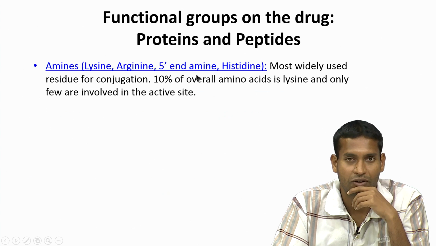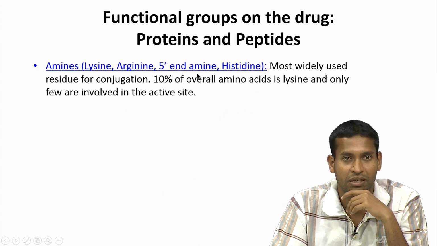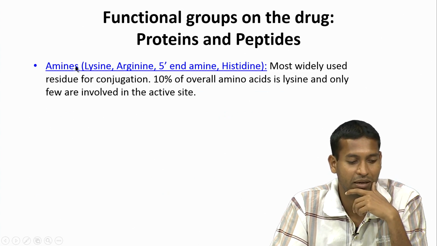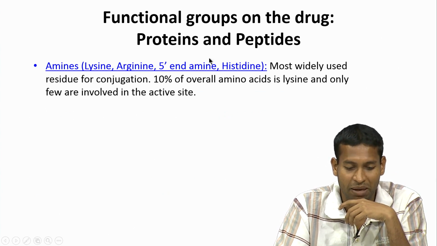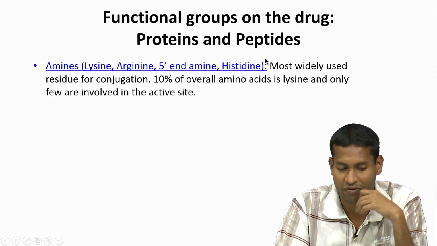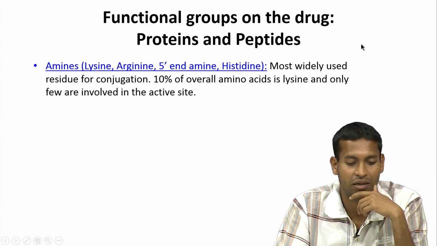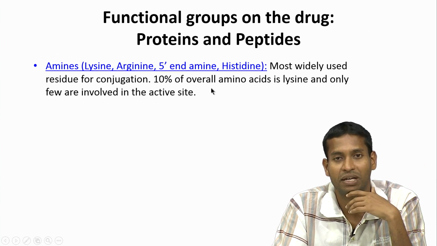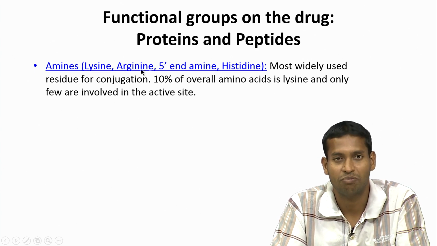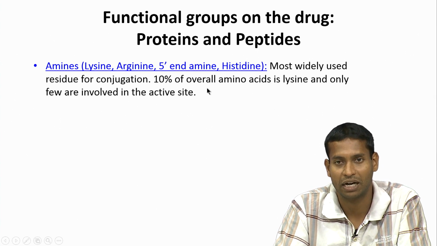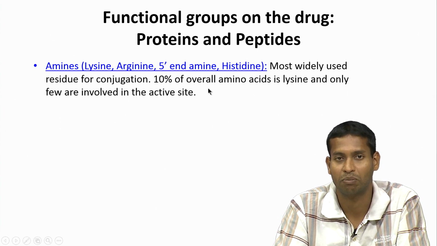Okay. So, let us talk about functional groups again specifically. When we say amines, they are present on lysine, arginine, and there is a 5' end as well as histidine. This is very widely used. Almost 10% of all amino acids in protein is lysine, and very few are involved in the active site. So, it is a safe molecule to attach to without worrying about the active site being blocked by your polymer.